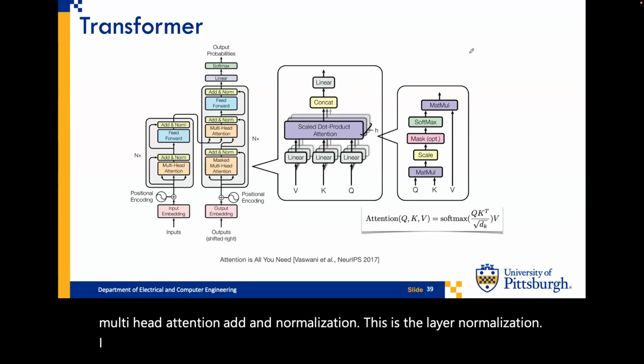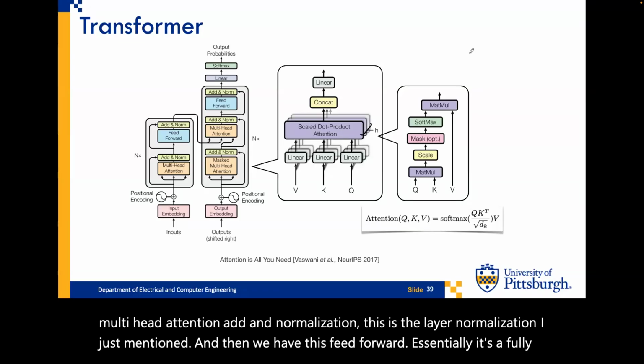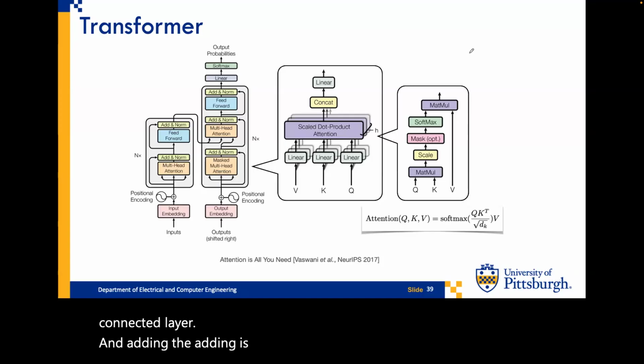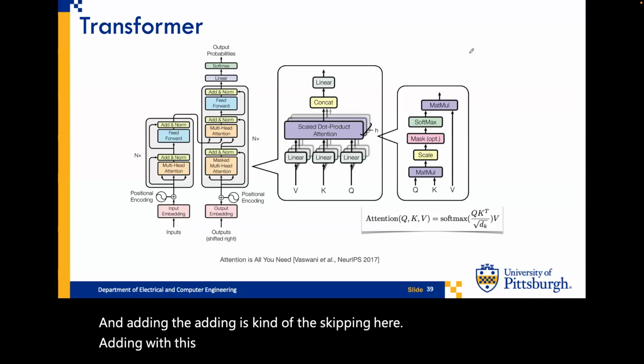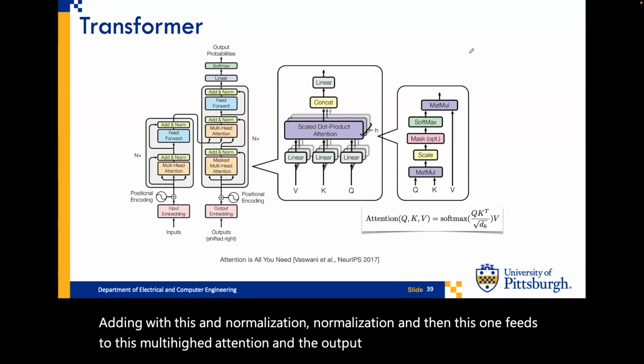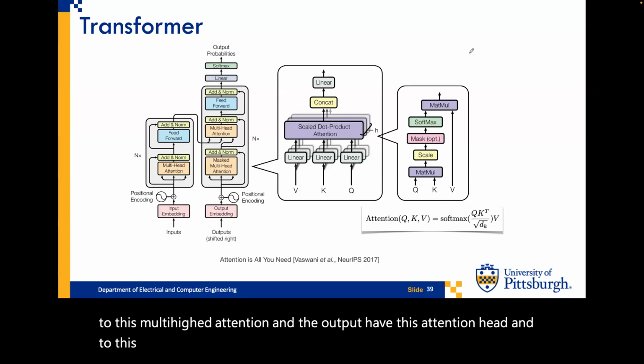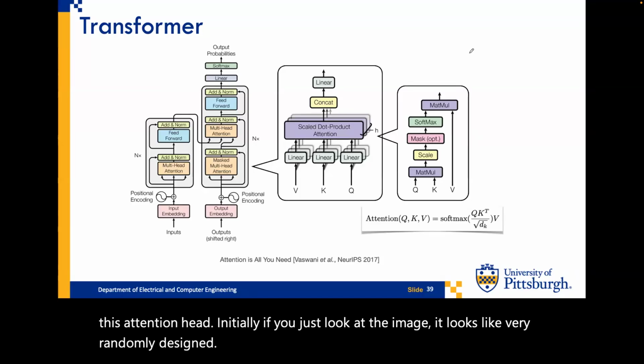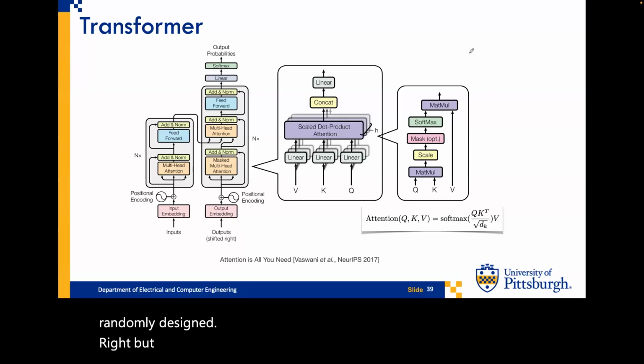And then we have this feed forward. Essentially, it's a fully connected layer, and the adding is kind of the skipping here, adding with this and normalization. And then this one feeds to this multi-head attention, and the output goes to this attention head and to this attention head. Initially, if you just look at the image, it looks very randomly designed, right? But there's a reason for how it's designed.